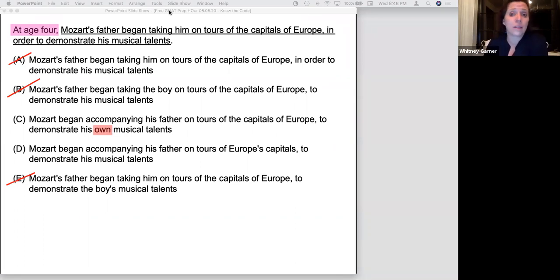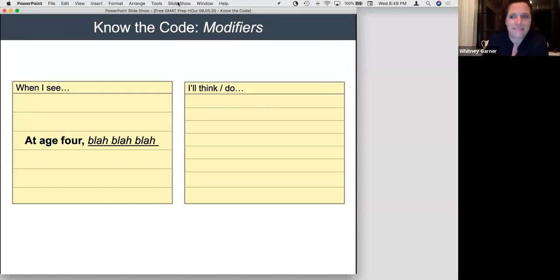And so the big win here, though, is did you notice at age 4, comma? If you didn't, and if you picked A, B, or E, this is a phenomenal learning place. This is a great modifiers flashcard. And so at age 4, blah, blah, blah, I want to think whatever follows that at age 4 had better be the person who is age 4 during this sentence. So we start to make these, know the code modifiers.